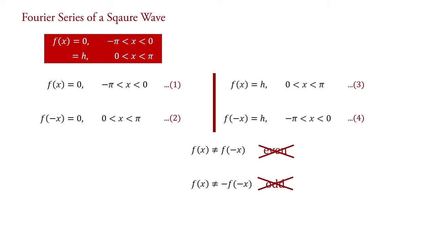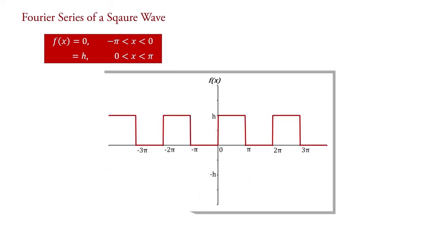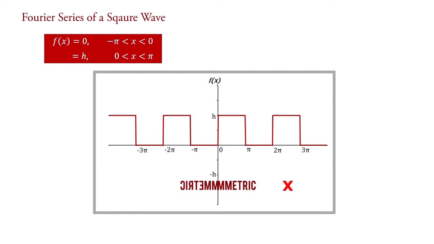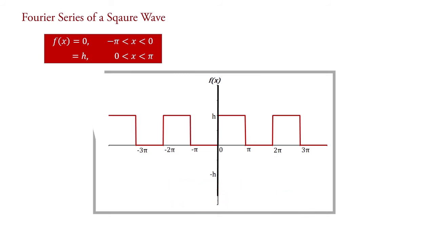We can directly find from the equation of the function for the given interval, or from the nature of the graph, that it is neither even nor odd, because no relation is possible like f of x equal to f of minus x or f of x equal to minus f of minus x. That is, the curve of the function is not symmetric about the y-axis and it is also not antisymmetric about the y-axis.